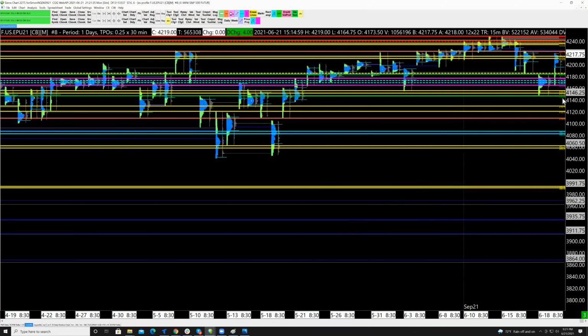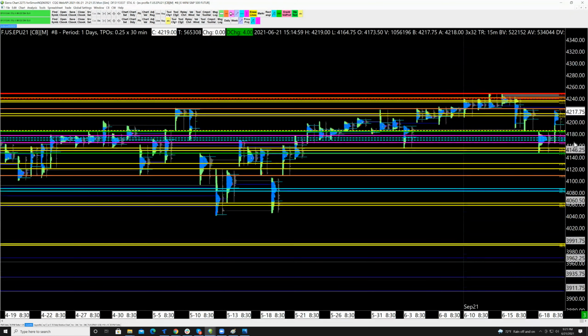So first of all, when you look at the profile, you kind of just want to take a look at it and go, hey, no real damage. See how we came underneath this swing low and trapped back in?